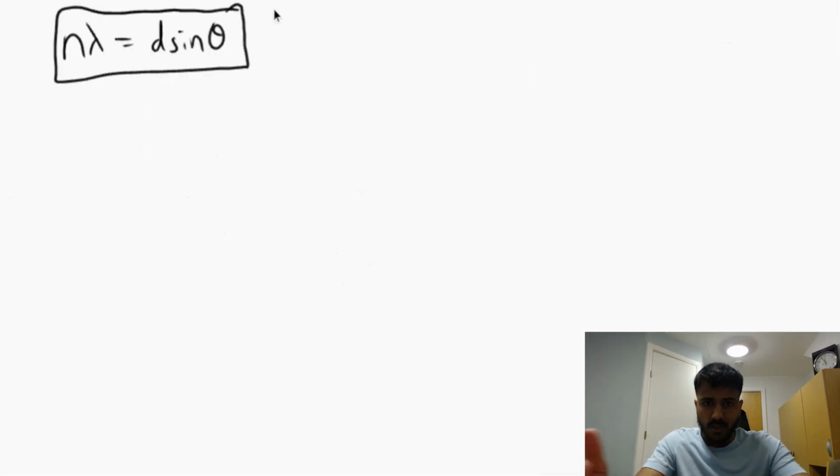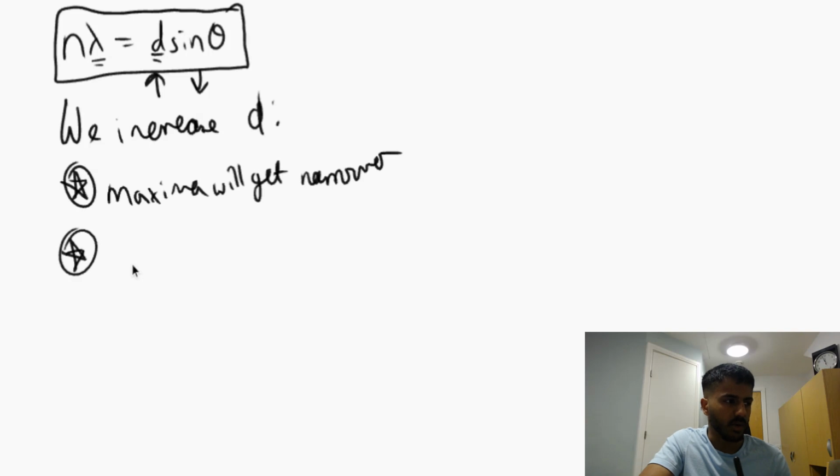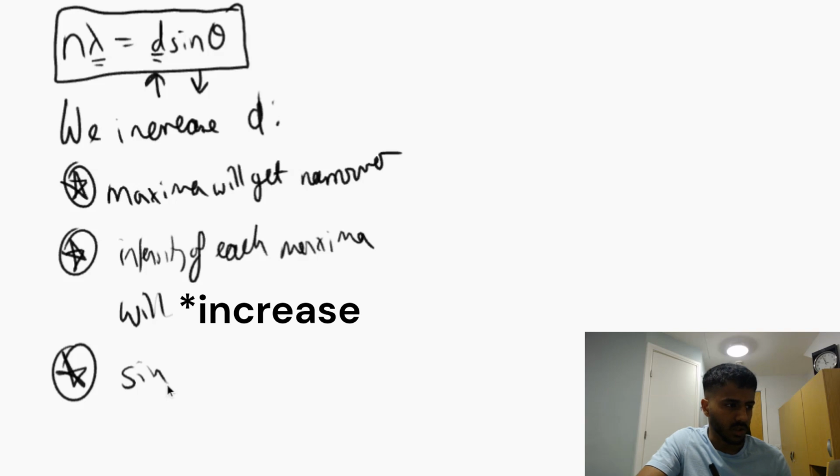So now let's look at what happens when we change the slit width. Let's say we increase the slit width, and we're going to keep the wavelength constant. If we increase the slit width, well then we can see that this value of sine theta is going to have to decrease for each value of n. So what that means is the maxima will get narrower. And in doing so, it means that the intensity of each maxima will decrease.